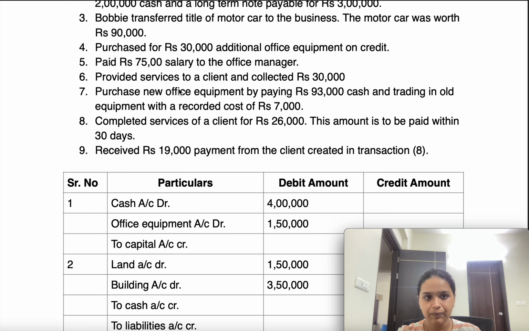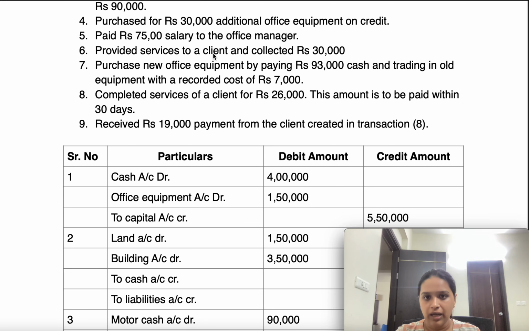All right. Paid rupees 7,500 salary to the office manager. It means ideally it should be 75,000. I think there is a typo here. So salary is an expense. We already paid that. So salary expense to cash, because cash is going out from the business, and salary expense comes under the nominal account. So we should debit it.